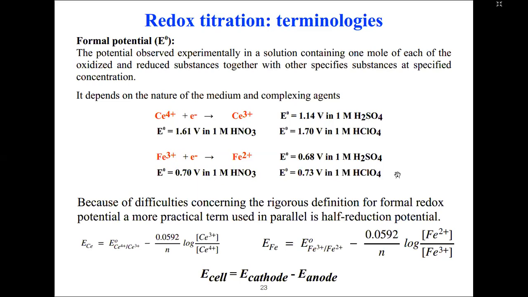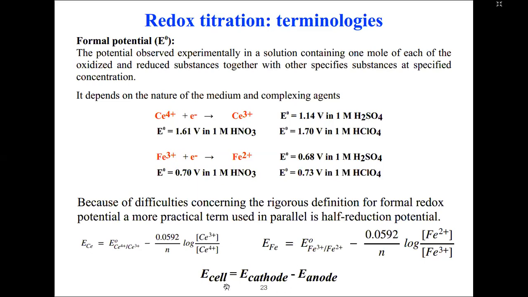And it's called formal potential, because in this case you have 1 mole of Ce4 plus and 1 mole of Ce3 plus. Both of them are 1 mole. Then these are the values. Okay. Because of difficulties containing the rigorous definition for formal redox potential, a more practical term used in parallel is half reduction potential. So similar to this formal potential, we use half potential, and these are the same equation that I showed you in previous slides. Okay, these are the half potential Nernst equation for cerium and iron.